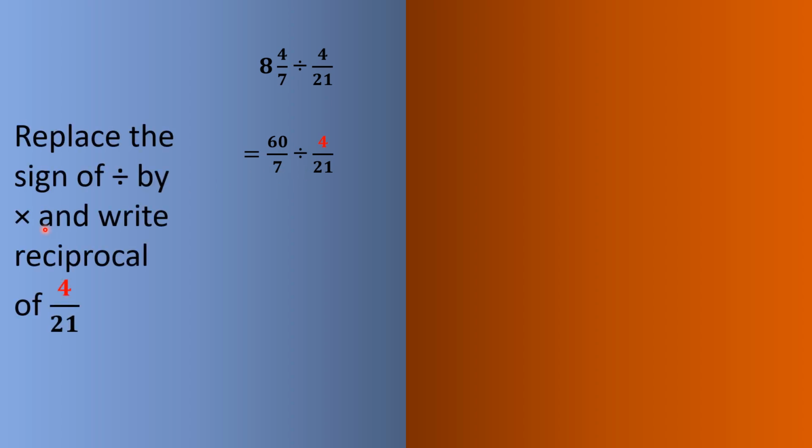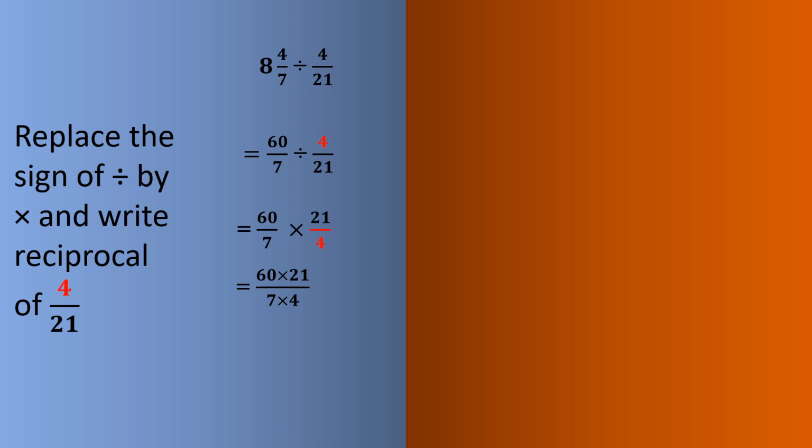So here we will replace the sign of division by the sign of multiplication and write the reciprocal of this divisor, 4 by 21. To write the reciprocal, just exchange the numerator and denominator, and our question will be like this: 60 by 7. Instead of division, there is a sign of multiplication, and here 21 by 4, which is the reciprocal of 4 by 21. Now it is a simple question of multiplication of fractions and you can solve it easily. 60 multiply 21, 7 multiply 4.